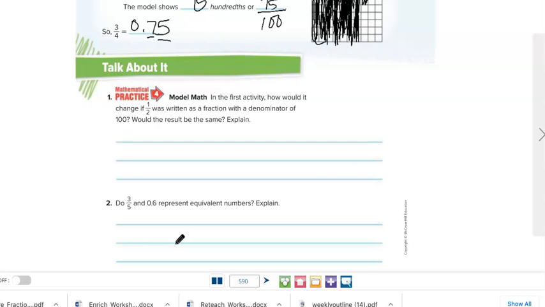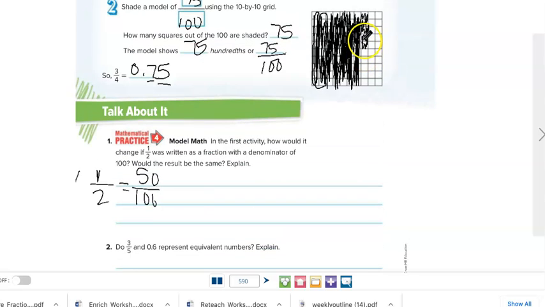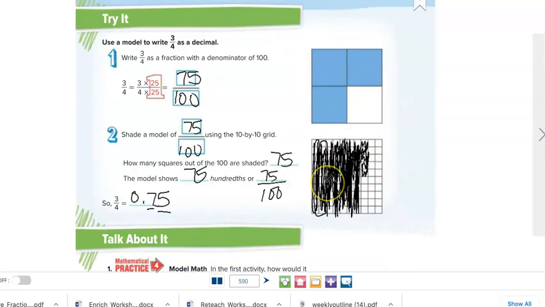In the first activity, how would it change if 1/2 was written as a fraction with a denominator of 100? Would the result be the same? Yes, it would. If I try to get 1/2 to equal 100, I can do that pretty easily here, because I know 2 can go into 100, multiplying that by 50. So 1 times 50 is 50. And these are equivalent. I would end up shading in half of the hundreds block, which would be half of the square.